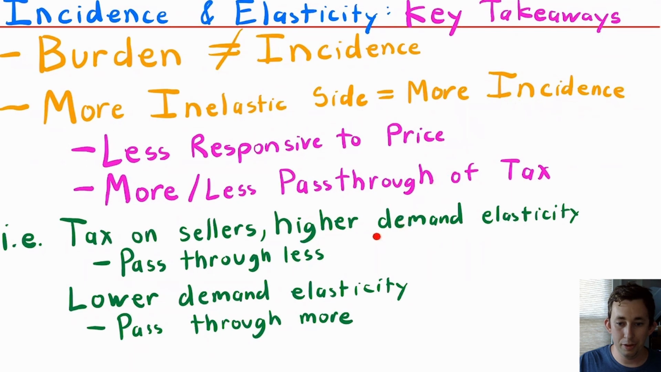So for example, if you've got higher demand elasticity, the seller can't pass through as much of the cost, so they're going to receive less. But if demand is really inelastic or not as elastic, then the seller can pass through a lot of that tax to the buyer, and the buyer will end up paying more of the tax. Let's see how this works in a numerical example.